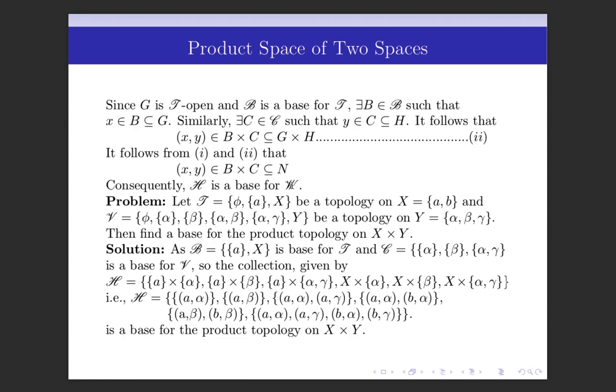Now we shall discuss a problem which is an application of this theorem. Let T be a topology on set X containing a and b, and V be a topology on Y containing alpha, beta and gamma. Then find a base for the product topology on X cross Y.